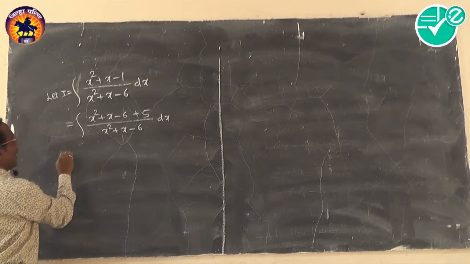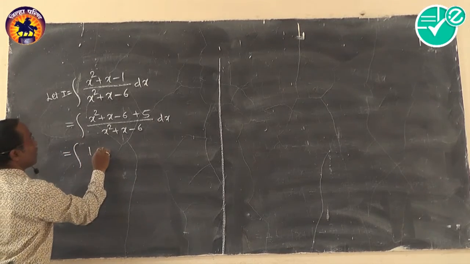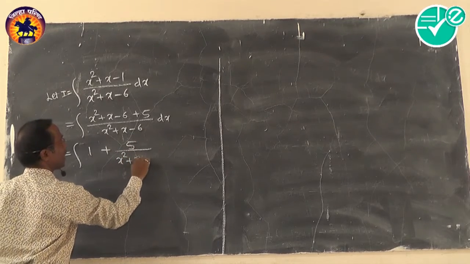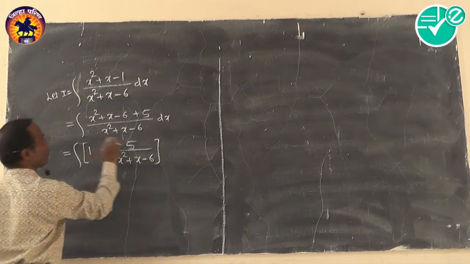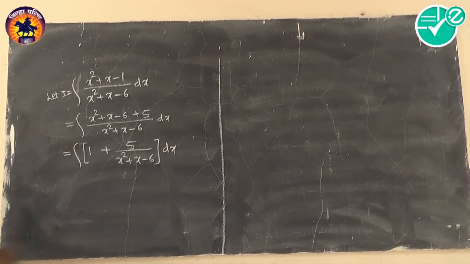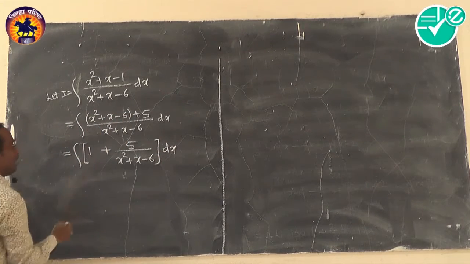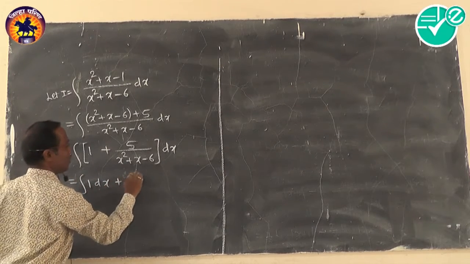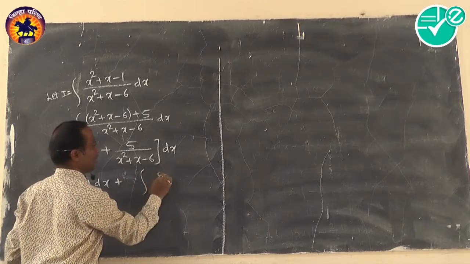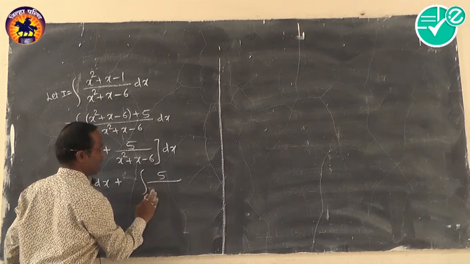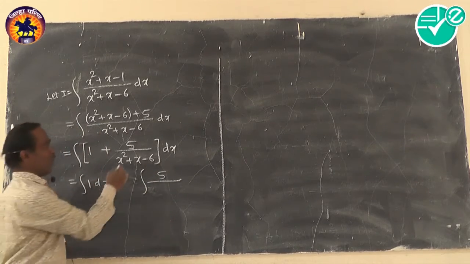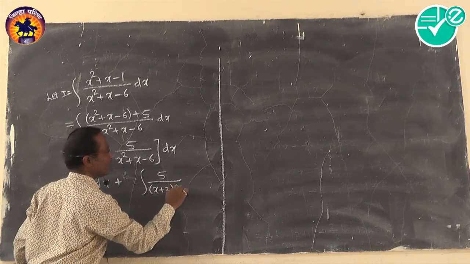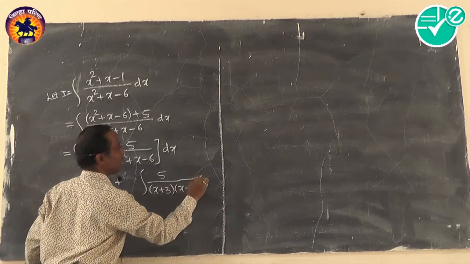Now this can be written as integral of 1 plus 5 upon x square plus x minus 6 into dx. Now we separate and divide, so we get this function. Now this can be written as integral of 1 dx plus 5 into integral of 1 upon x square plus x minus 6. What is the factor of x square plus x minus 6? x plus 3 into x minus 2, dx.